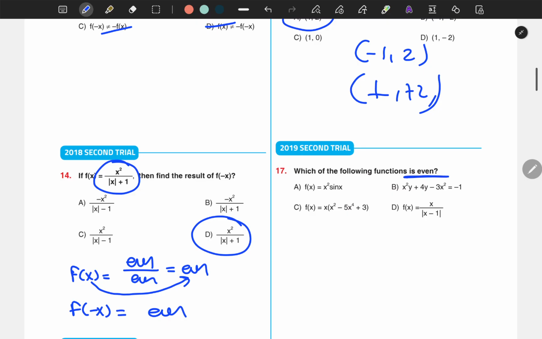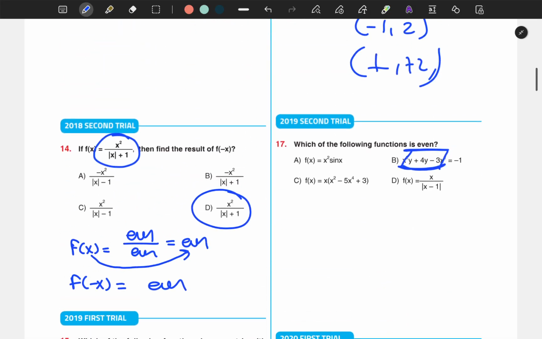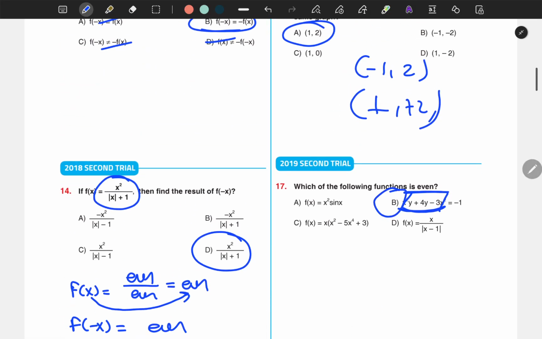Which of the following is an even function? Guys, for this type of example, what I say is, when you have something like this, x and y together, always look at the x value. If the x value's power is even, it means that the function is even. Let me check. I'm right, yes. 17 is B.